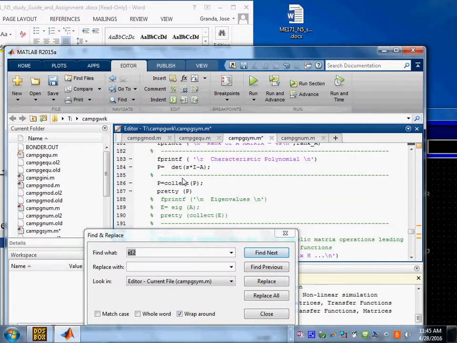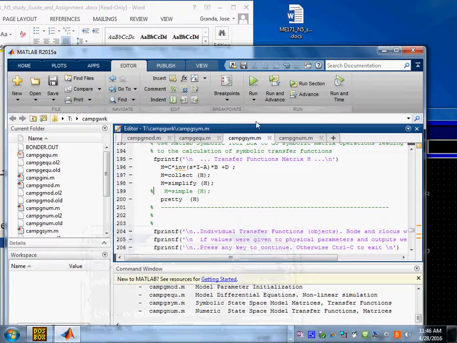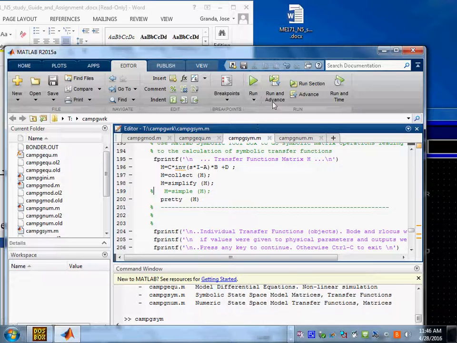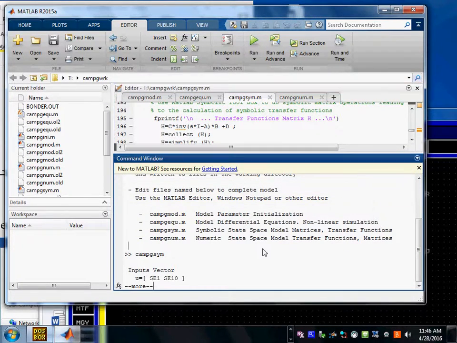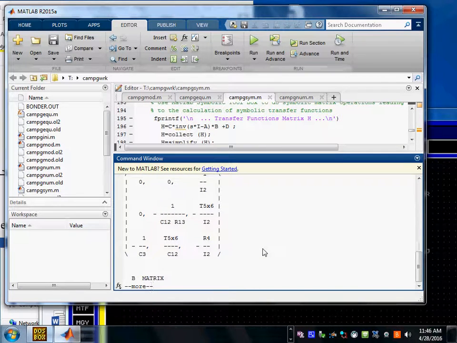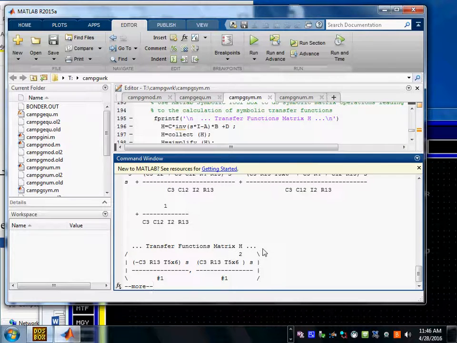In here, the new version doesn't like the statement simple, so we're going to do without it. New version of MATLAB, I mean. So now we're ready to run. If we run this, the objective is to find the transfer function between E sub 12 and the input. And so here we go, there are the matrices, and these are the transfer function matrix that we have.